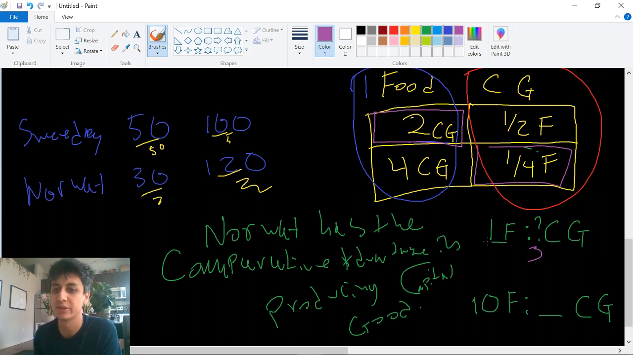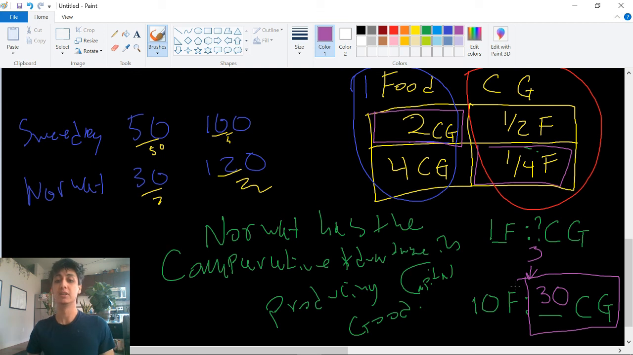So 1 food for 3 capital goods. And we got to make sure to upgrade that because the question is asking for 10 food, times 10. Boom. 30 capital goods. 31 is an acceptable answer. 32 is an acceptable answer. 33 is an acceptable answer. Those will all get you the point.